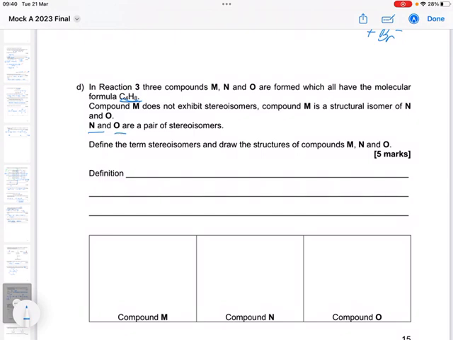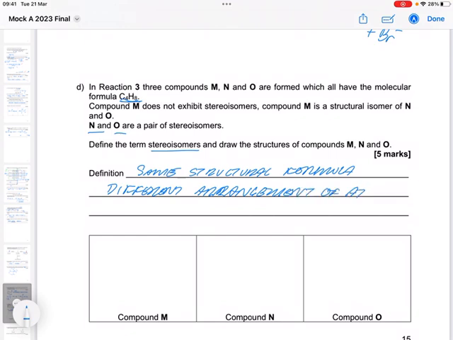So let's do the definition first for stereoisomers. So it has the same structural formula with a different arrangement of atoms in space.